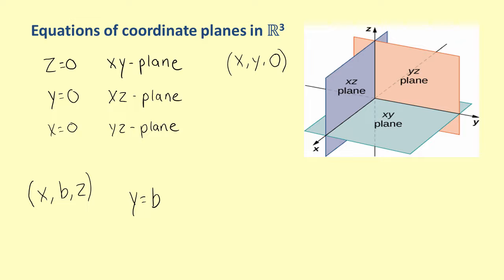Similarly, a plane parallel to the xy plane crossing the z-axis at a value c will be defined by the equation z equals c. And a plane parallel to the yz plane crossing the x-axis at a value a will be defined by the equation x equals a.